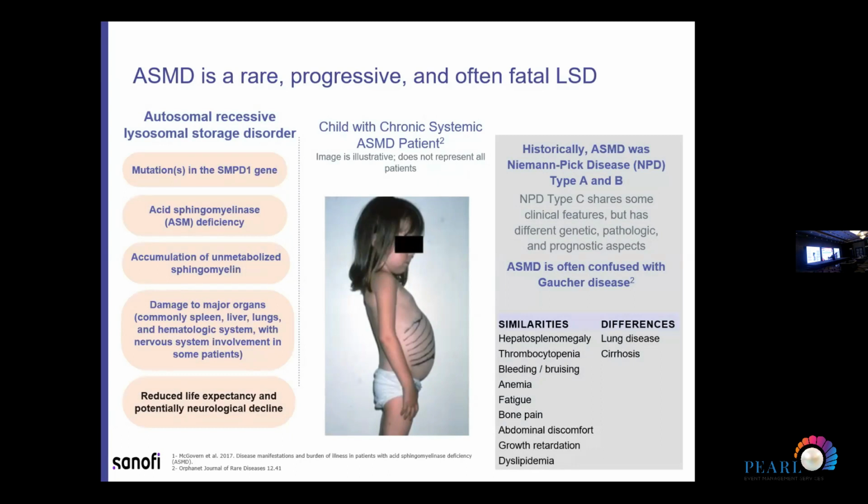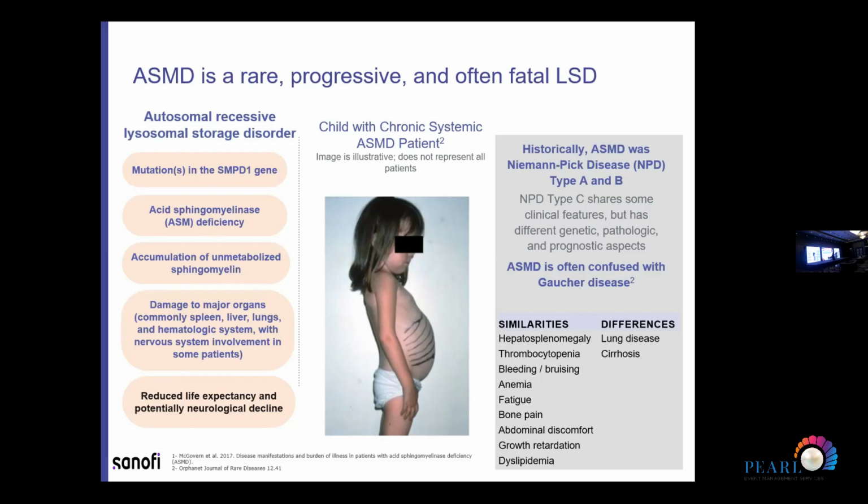So again, it's an autosomal recessive lysosomal storage disease. Mutations in the SMPD1 gene will lead to deficiency of acid sphingomyelinase enzyme, and this will lead to accumulation of sphingomyelin. This will damage organs, commonly the spleen, liver, lungs, and hematological system, with involvement of the CNS in some patients. And it leads to significantly reduced life expectancy and potentially neurological decline in the acute forms.